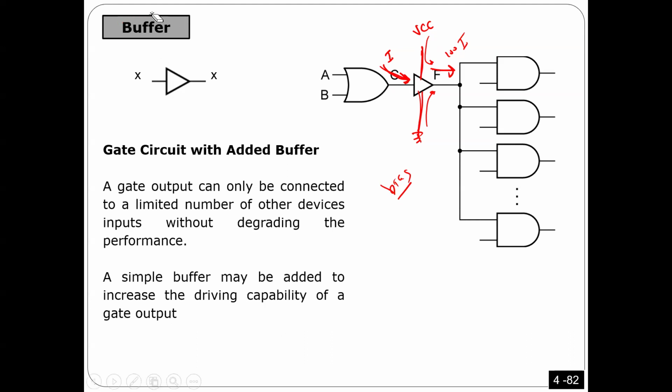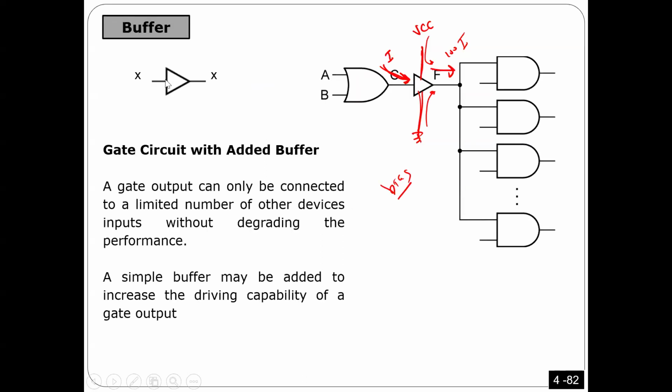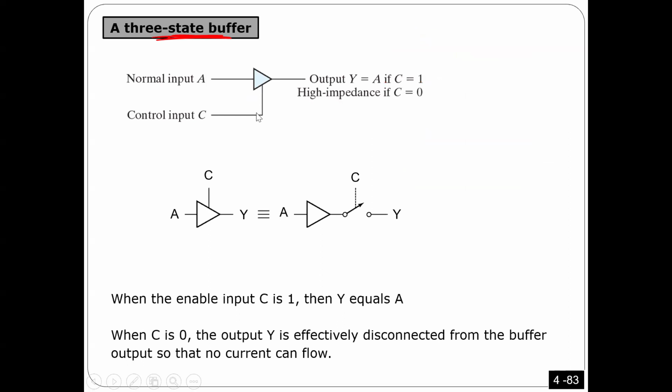Now, using this buffer, I can make something we call a three-state buffer. First, let's see how it looks. Look at the symbol here. It's a triangle, but instead of having one input and one output, I'm going to make one more input here. So it has 2 inputs. You see the difference between this one and this one? Here, this is a buffer. If I make one more input here, I call it a three-state buffer.